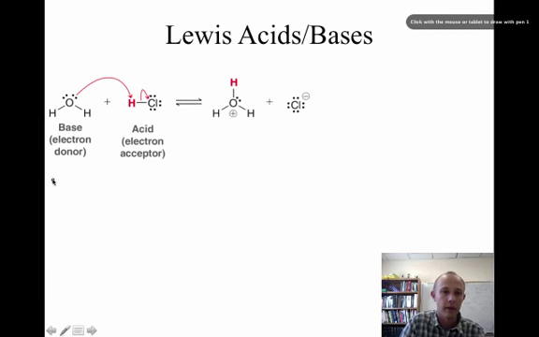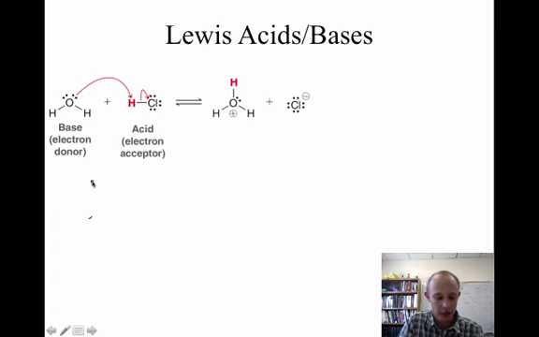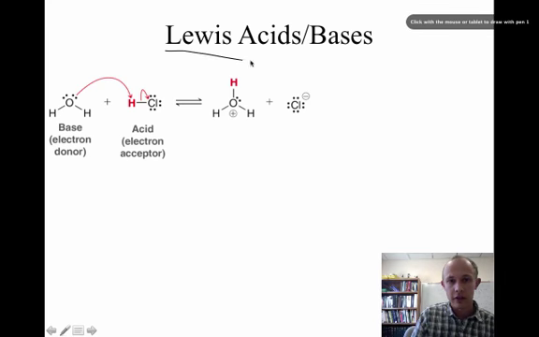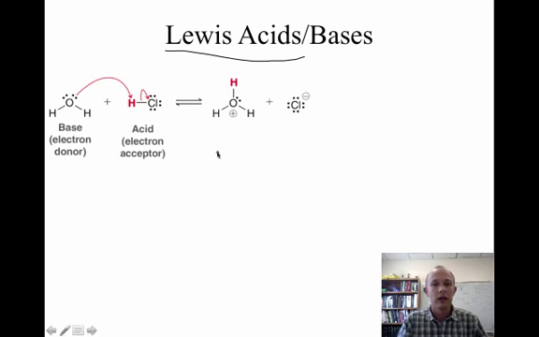The last thing I want to talk about in this lecture are Lewis acids and Lewis bases. The whole time we've been talking about Bronsted acids and Bronsted bases. The Lewis acid-base definition is a broader definition. So a Lewis base is going to be an electron pair donor. A Lewis acid is going to be an electron pair acceptor. So when water reacts with hydrochloric acid, remember we're donating a pair of electrons to hydrochloric acid, and it's accepting a pair of electrons here.